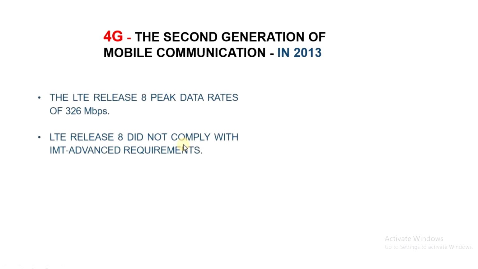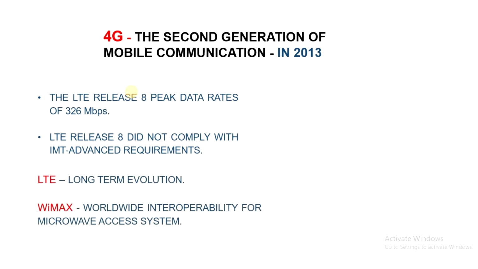The LTE Release 8 system had a peak data rate of approximately 326 megabits per second, increased spectral efficiency, and significantly shorter latency, with bandwidth up to 20 MHz, than previous systems. Simultaneously, the ITU-R was developing the requirements for IMT-Advanced, a successor to IMT-2000, and nominally the definition of 4th generation. LTE Release 8 did not comply with IMT-Advanced requirements and was initially considered a precursor to 4G technology.